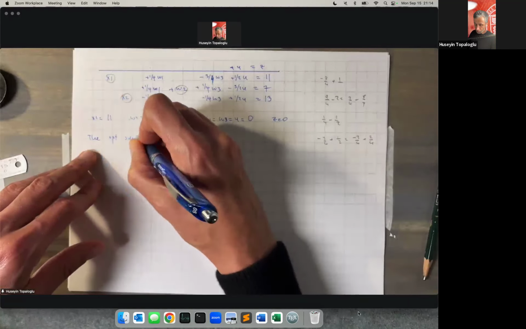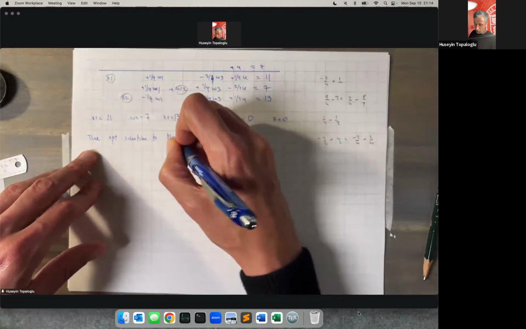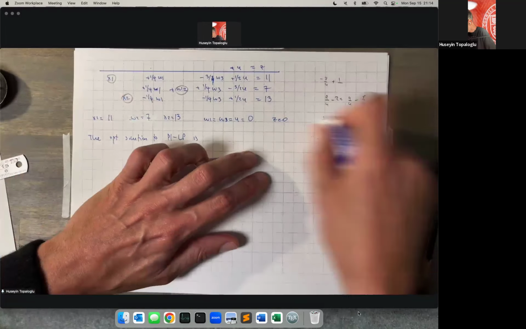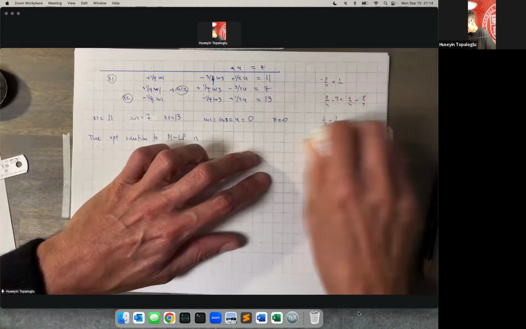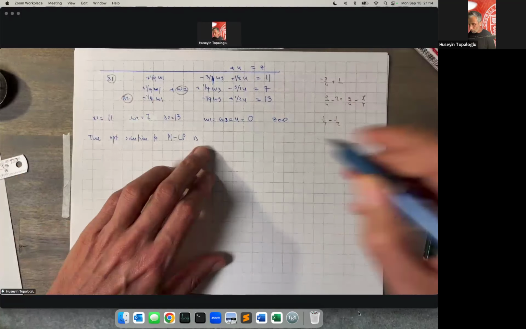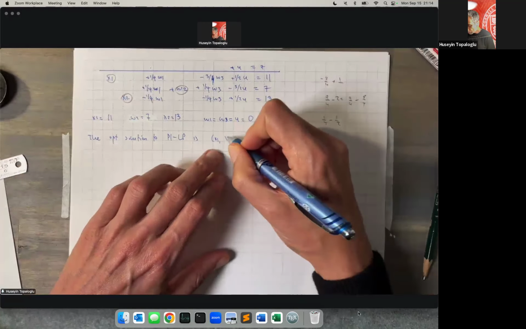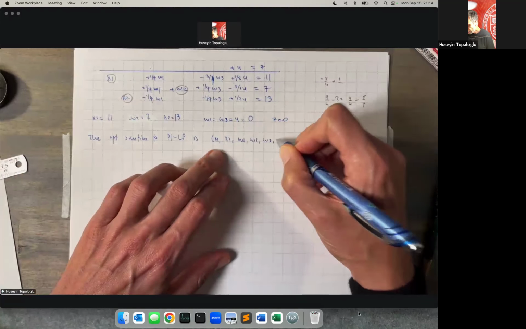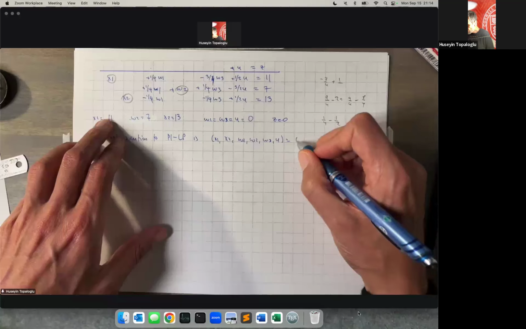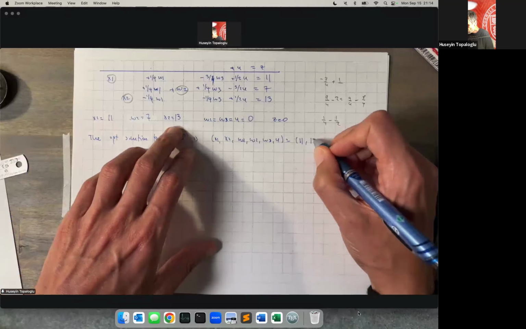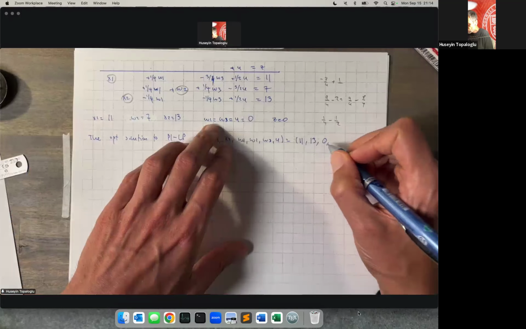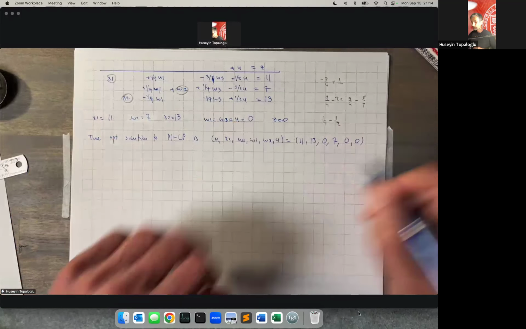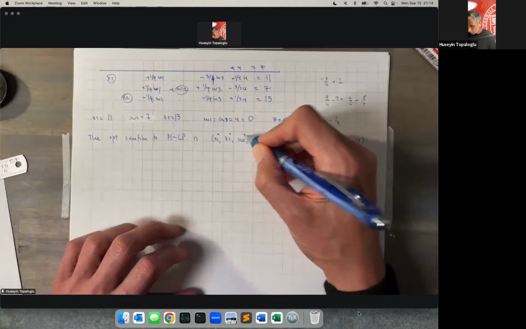The optimal solution to the phase-1 linear program is, let's say, X1, X2, W1, W2, W3, and U. X1 is 11. X2 is 13. W1 is 0. W2 is 7. W3 is 0. And U is 0. Okay. Let's put the star.